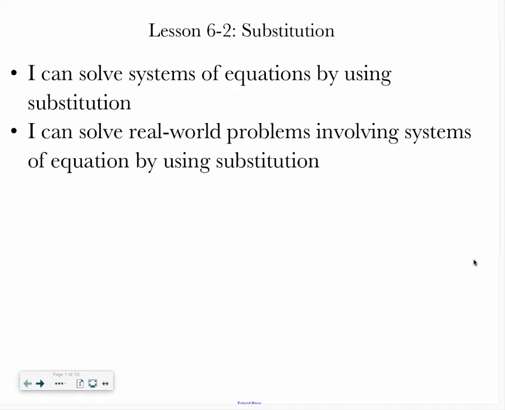By the end of this lesson, you should be able to solve systems of equations by using substitution, and you should be able to solve real-world problems involving systems of equations by using substitution. This is going to be nice for a lot of you because a lot of you really dislike graphing, so this is a way to solve systems of equations without having to graph.